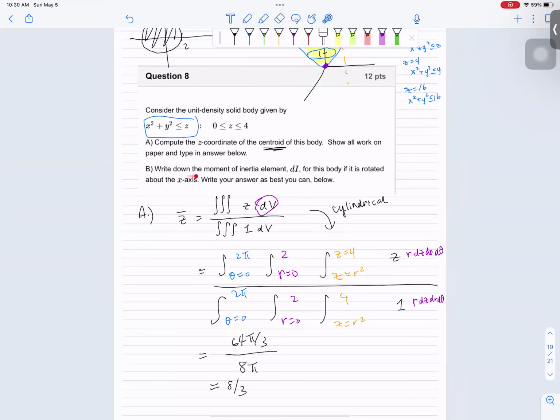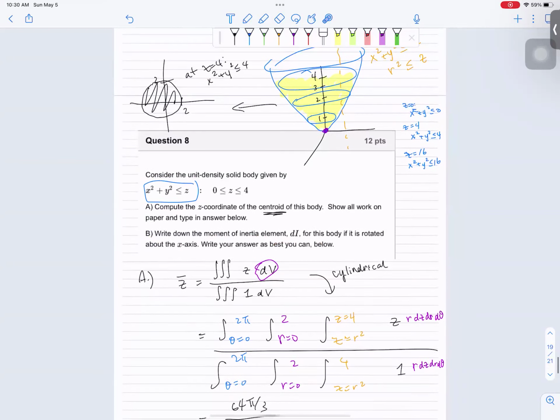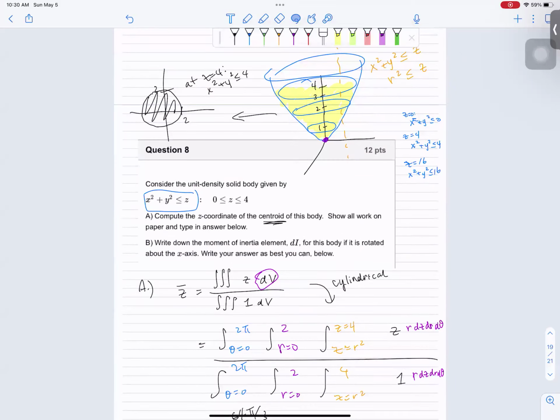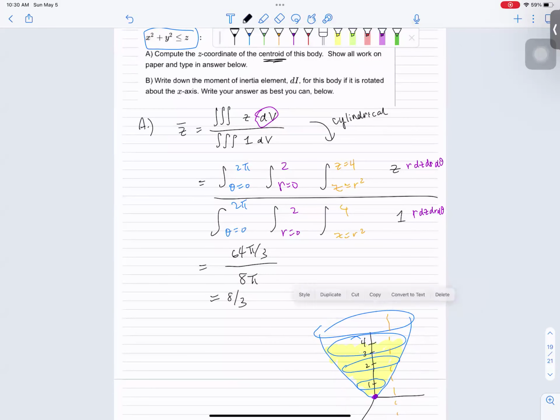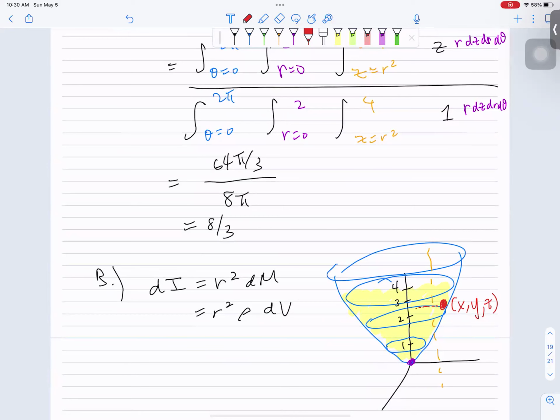All right, part B: write down the moment of inertia element for this body if it is rotated about the x-axis. So let me take my picture again. We're trying to find the moment of inertia element. What is the moment of inertia element? It's defined as r squared dm, where dm is the density times dV. What is r in this case? The way you find r is you choose a random point on your shape. Let's choose this xyz point. And I want to find its distance to the axis we're rotating about.